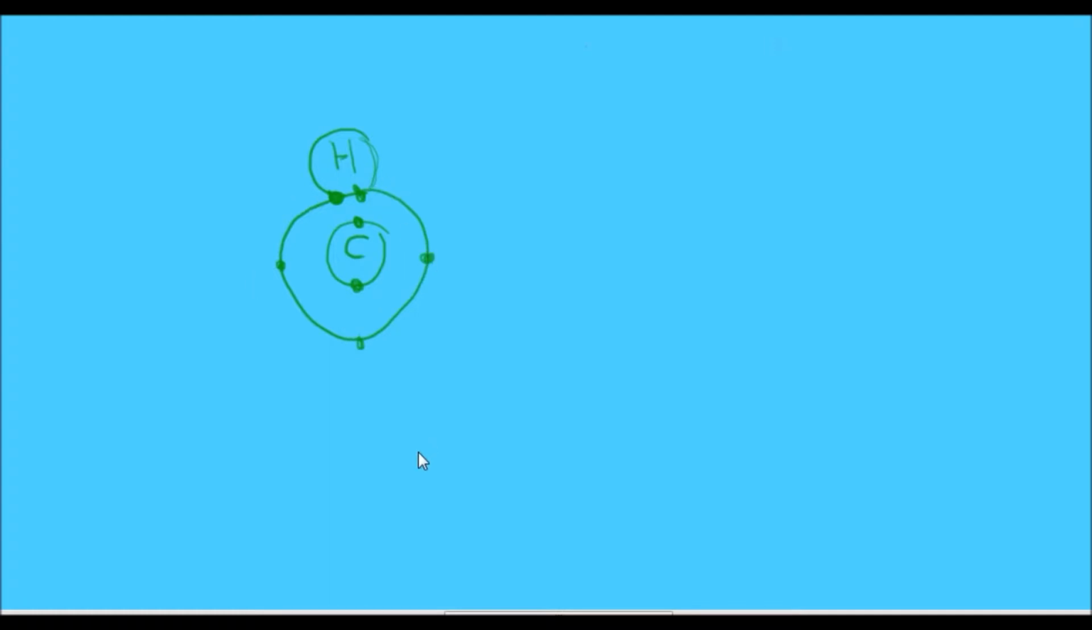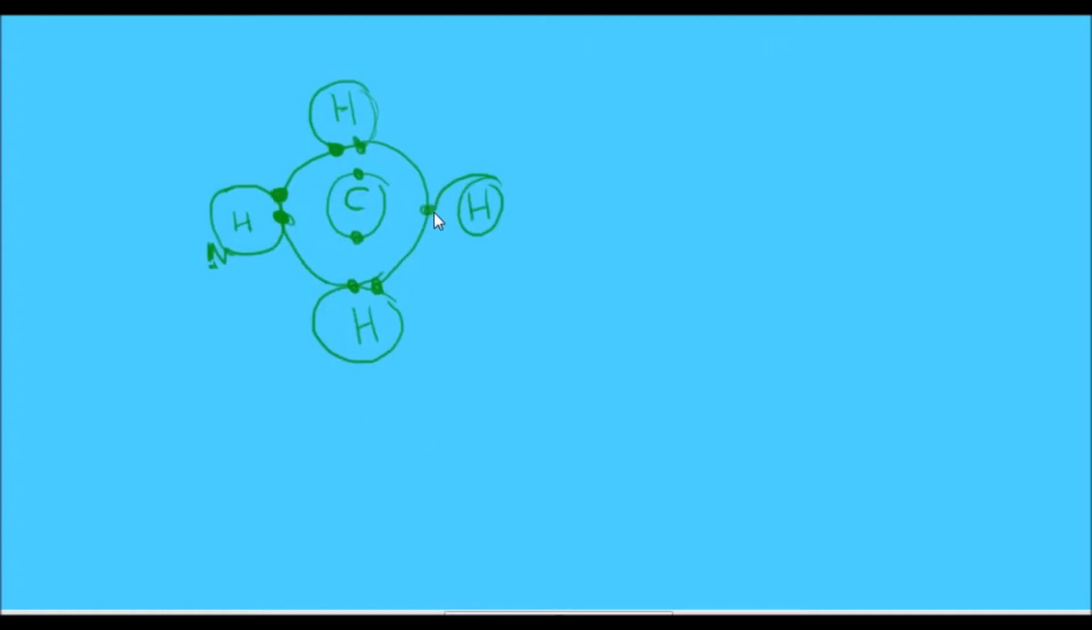Now here comes another hydrogen over here. Now the carbon's outermost shell is filled up. It's got 1, 2, 3, 4, 5, 6, 7, 8, a total of 8 electrons in its outermost shell. So it is now filled. And essentially, it's shared its valence with the hydrogen.